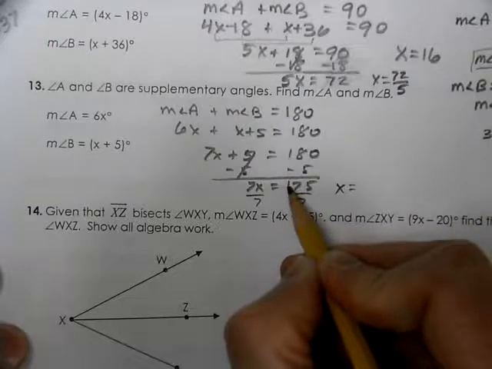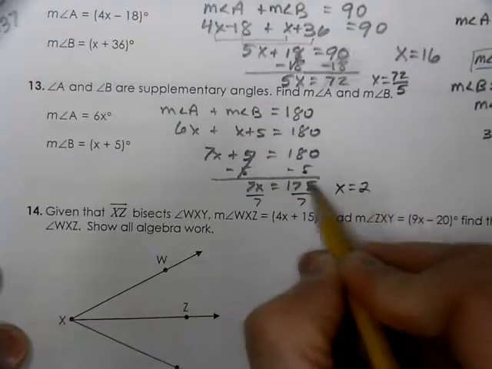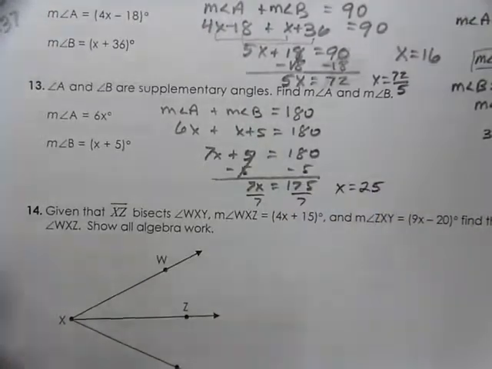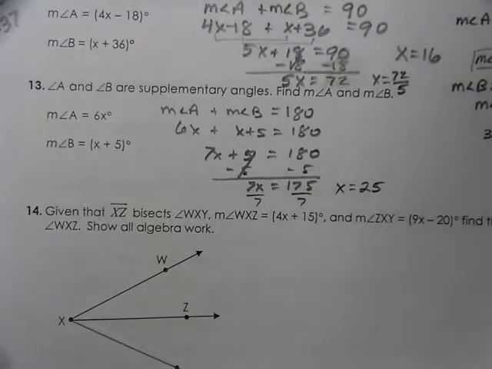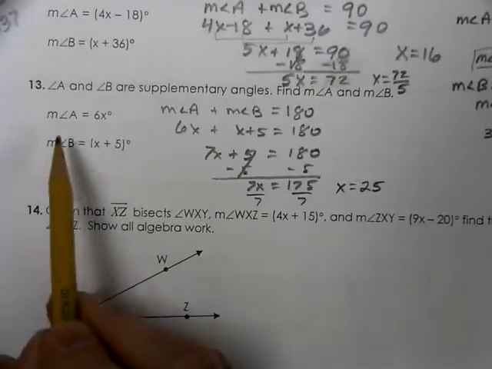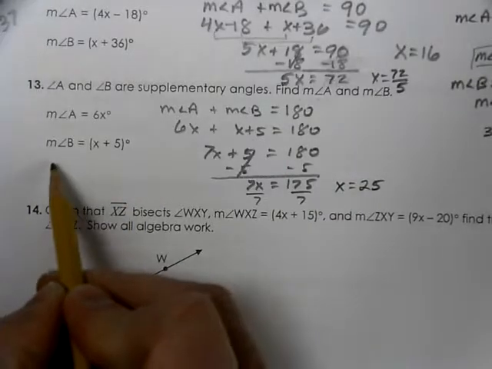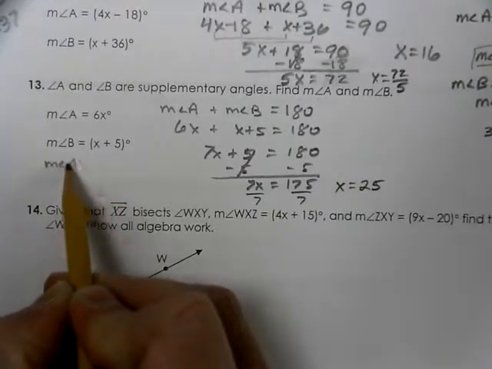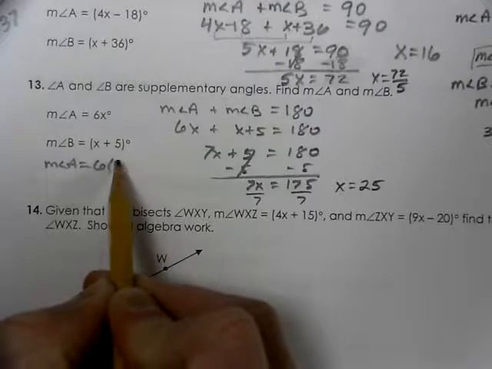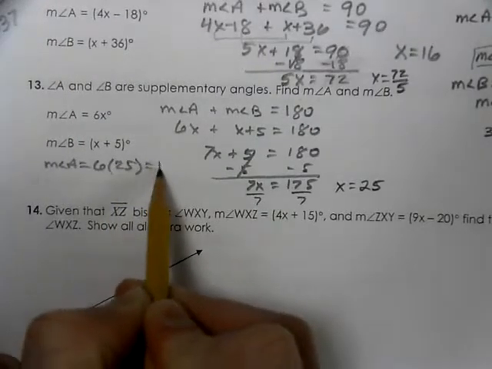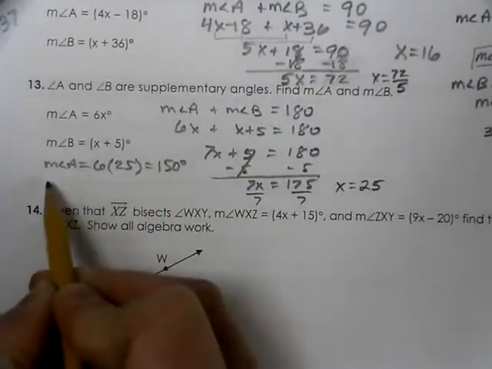So 7 goes into 17 two times with 3 left over, so that is 25. So x is 25. You get all excited, you bubble in 25 on your final exam, or on your midterm in this case, and you get the wrong answer because they're asking for find the measure of A. So we need to say that the measurement of A equals 6 times 25, which is 150.